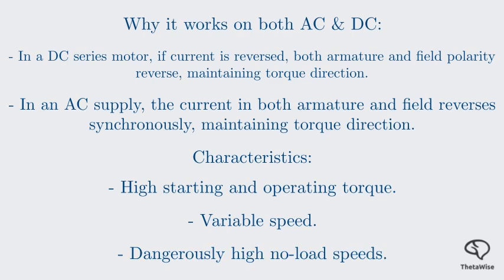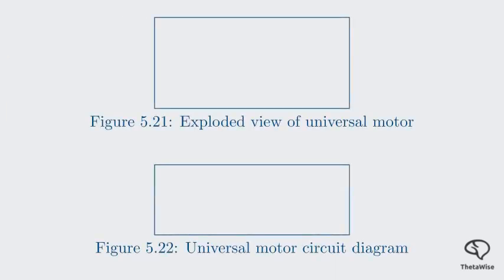The main difference from a DC series motor is that the iron parts of a universal motor are laminated. This is done to reduce eddy current losses that would occur when operating on an AC supply. You can see the exploded construction of a universal motor in the figure below. You'll recognize the stator windings, the rotor with its commutator segments, and the carbon brushes that make contact. Another figure shows the circuit diagram, confirming that the field windings are connected in series with the armature, and it can be connected to either an AC or a DC supply.